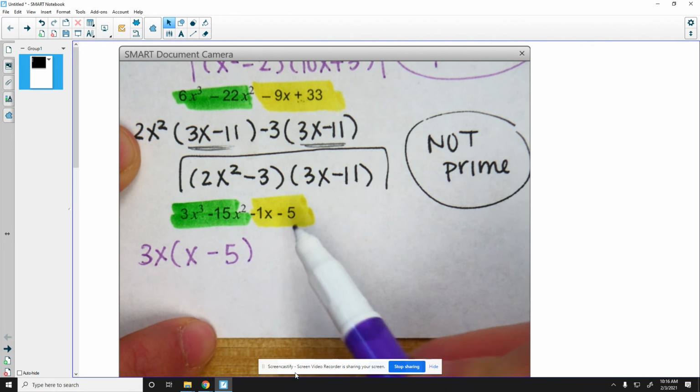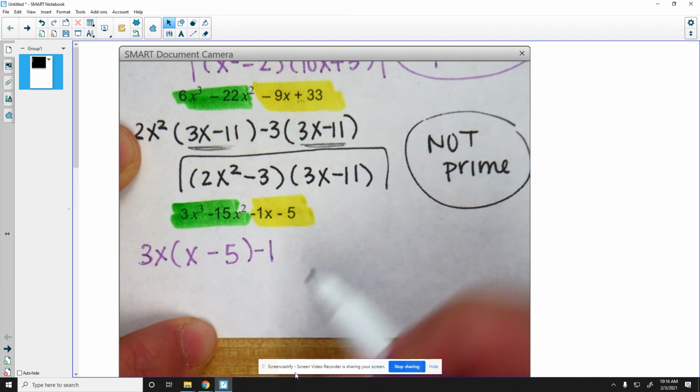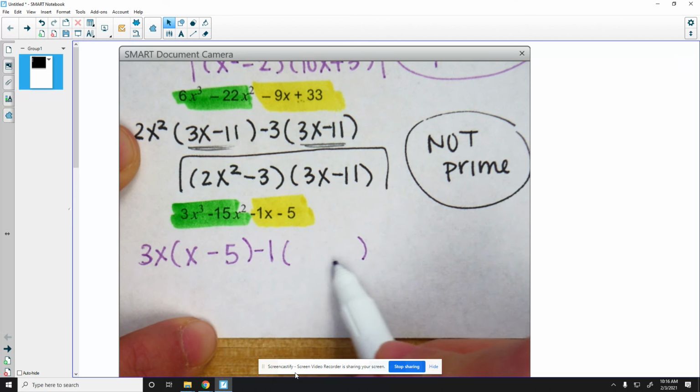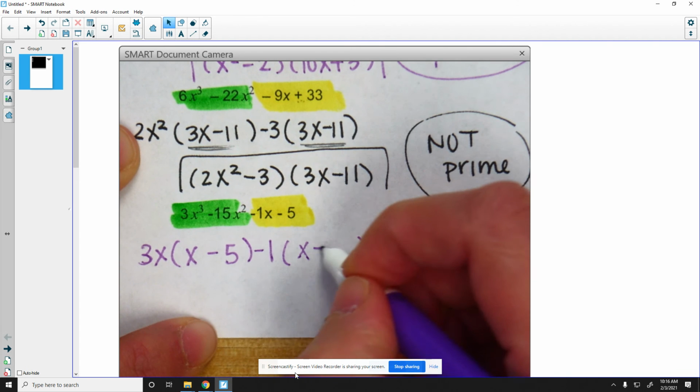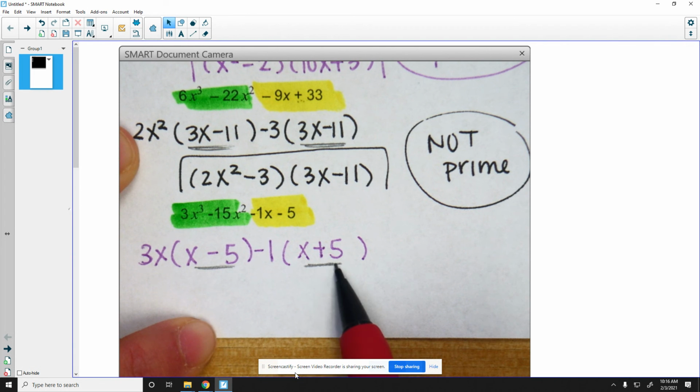Because with 1 and 5, you can't take out anything. There's no x's. So if there's nothing to take out, but wait, it still starts with a negative, you would have to take out a 1. But since it starts with a negative, you take out a -1. Okay, so what's in the parentheses? x plus 5.